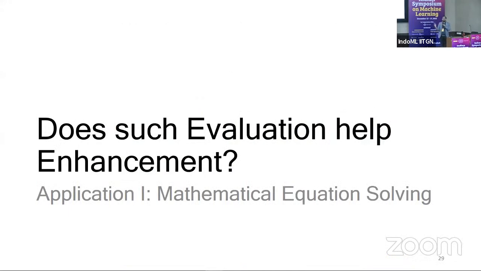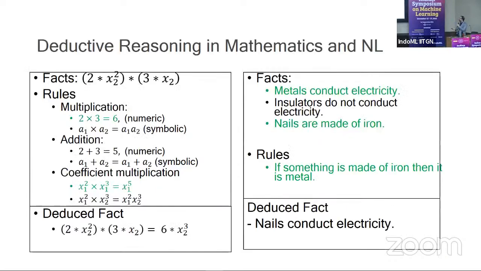I want to finish with at least two applications quickly, right? How do these evaluations actually lead to enhancements? I will show two quick examples. One is a structured domain and another is an unstructured domain. Mathematicians and many of these researchers actually understood that multi-step reasoning and deductive reasoning is very similar for both mathematics and natural language.